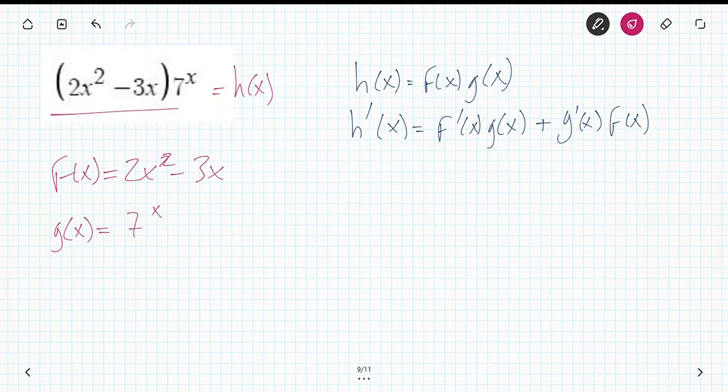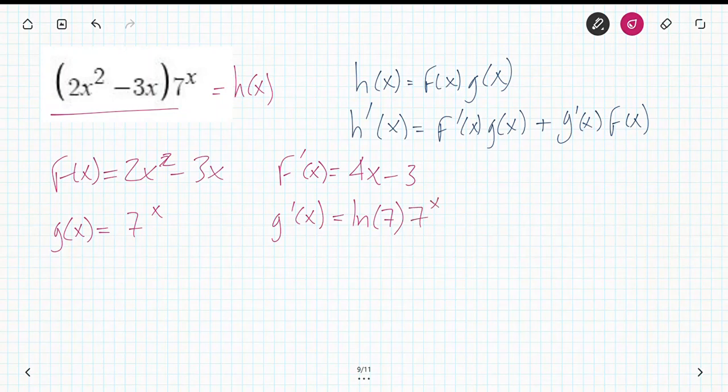Okay, so essentially what is f prime? That's very easy. It's just a polynomial function, so we can easily take the derivative rule of that. So that is going to be 4x minus 3. Okay, and then g prime of x is going to be the natural log of 7 times 7 to the x.